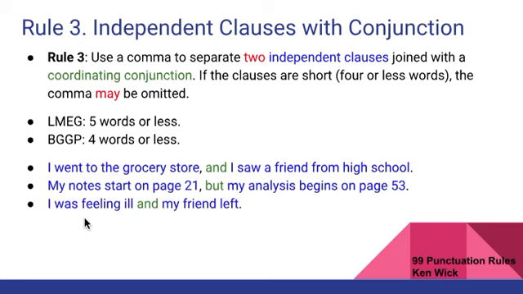And then an example of two short independent clauses. I was feeling ill and my friend left. In this case, they actually qualify under both references, and the rule I'm saying is 4 or less words. So since the two independent clauses are joined by a coordinating conjunction, normally you would put a comma, but they say it may be omitted. So you can put the comma here and still be totally right, but you may omit the comma in this case.